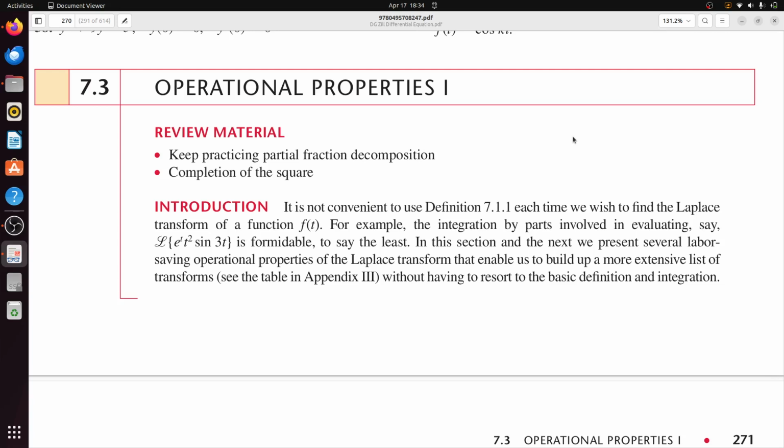Now if the structure of f(t) is too complex, like e to the power t square into sine square 3t, then integration of that type of function becomes a formidable task because you need to apply integration by parts successively, and whenever you successively apply the chain rule, there is a high chance that you make some mistake.